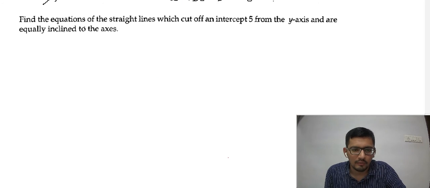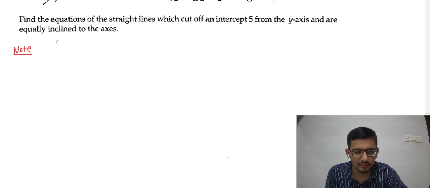Example: find the equation of the straight line which cuts off a y-intercept of 5 from the y-axis and is equally inclined to the coordinate axes. Now what is the meaning of equally inclined? For that, let me explain one thing first. After that we'll continue this example.